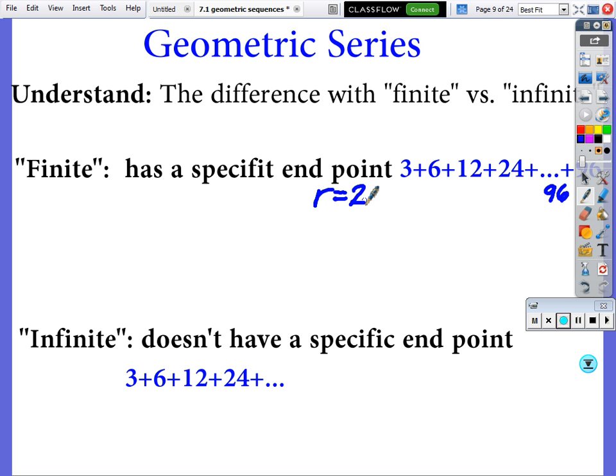Well, the reason this one's finite, you guys, is because you can see the end. It's telling you to add up this sum up to 96. Does that make sense? Starting at 3, add up all those numbers up to 96, and you can stop at 96, so you can see the end.